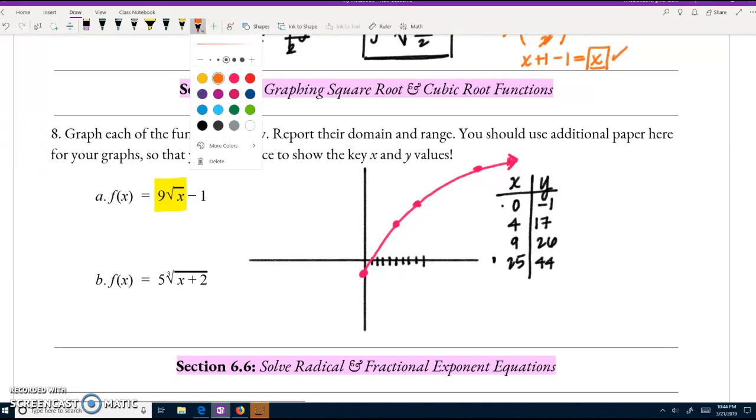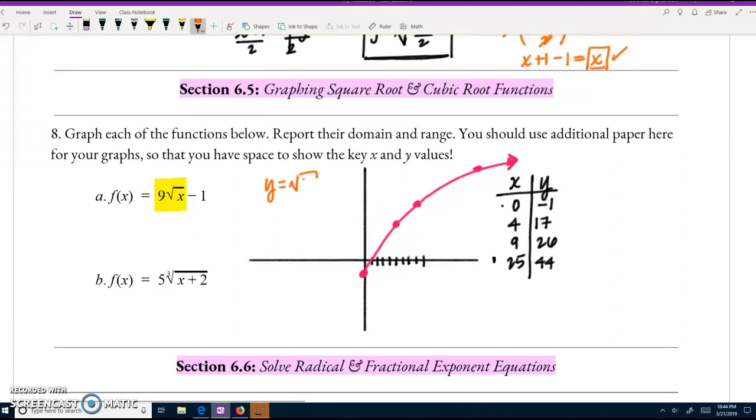Now let's contrast that to our parent function of just regular old y equals the square root of x. So y equals the square root of x is just going to look something like this right here. So a couple of things have changed here. One thing that happened is that our graph moved down by 1 because of this minus 1 right here. And it also stretched out vertically. So it's getting much larger, much faster. And that's due to this 9 that's out in front.